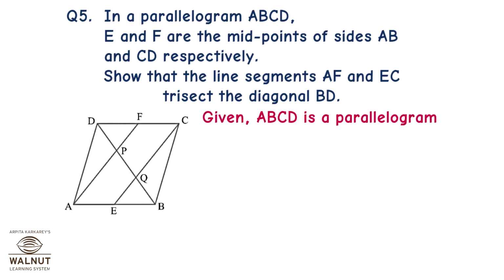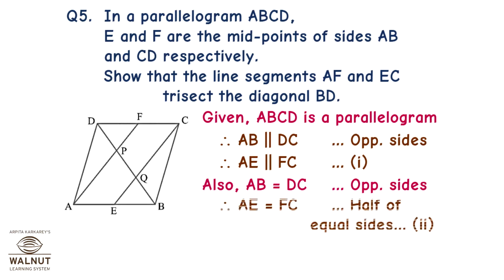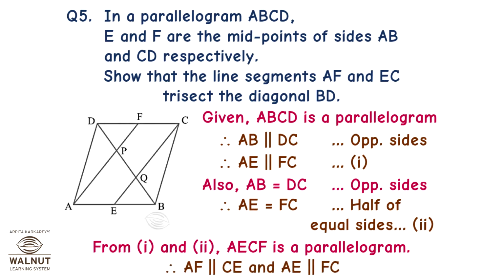Given, ABCD is a parallelogram. Therefore, AB is parallel to DC, opposite sides, and AE is parallel to FC. Let this be 1. Also, AB is equal to DC, opposite sides. Therefore, AE is equal to FC, half of equal sides. Let this be 2. From 1 and 2, AECF is a parallelogram. Therefore, AF is parallel to CE and AE is parallel to FC.